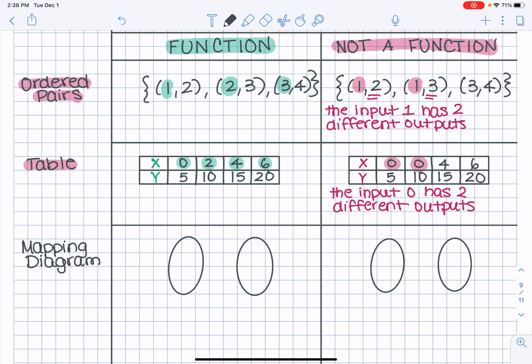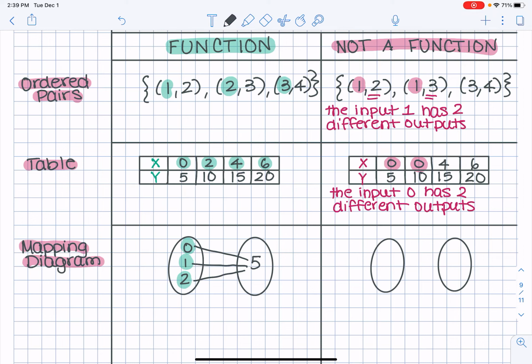Okay, and mapping diagrams are my favorite because I think it's really easy to see if something is a function or not in a mapping diagram. So let's say I have 0, 1, and 2, and I have the output of 5. 0 has 1 output to 5, 1 has 1 output to 5, and 2 has 1 output to 5. So even though they all have the same output, every input has only one output. There's only one line coming out of it. Every input has only one line coming out of it.